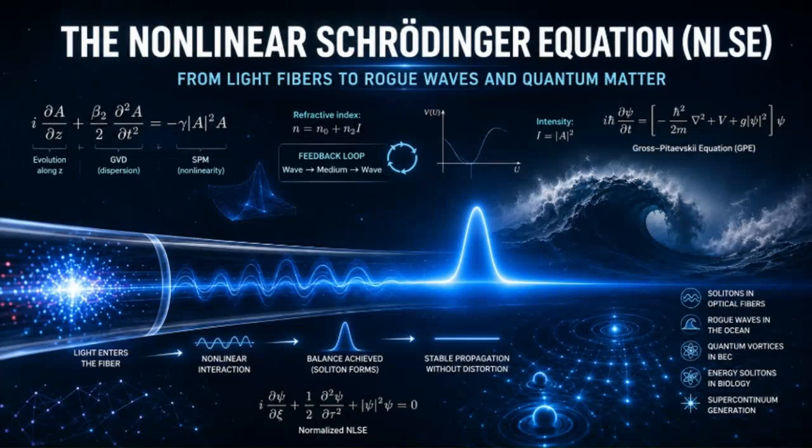The nonlinear Schrödinger equation, or NLSE, is one of the most important equations in modern wave physics. It describes how waves evolve in nonlinear and dispersive media. But what does nonlinear actually mean?